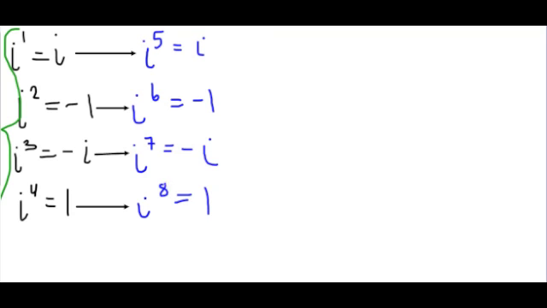So let's consider this as we think about, for example, i to the 17th. What is the remainder when you divide 17 by 4? Well, 4 goes into 17 4 times, and what's left over is 1. Therefore, we're looking at i to the first, because the remainder when you divide 17 by 4 is 1. So i to the 17th is just i.